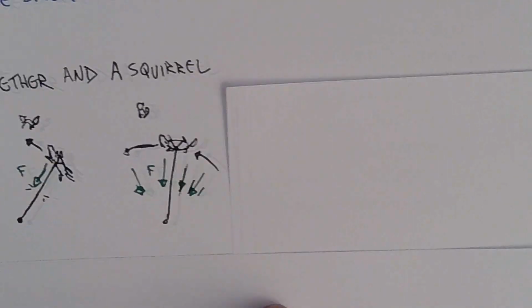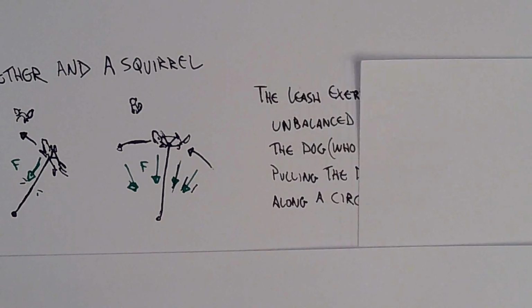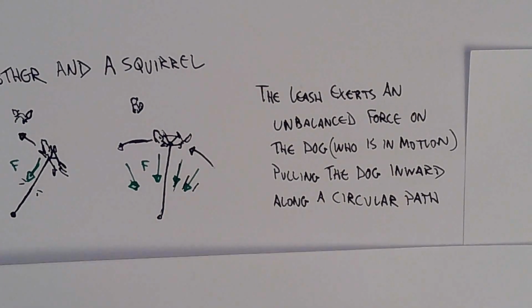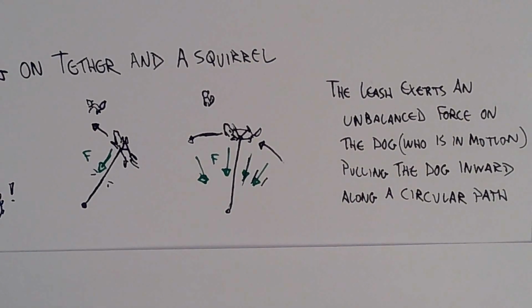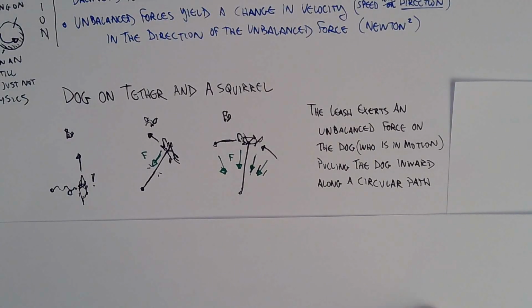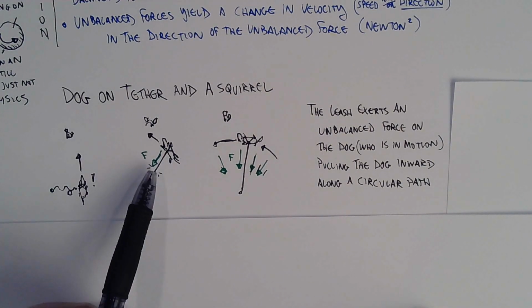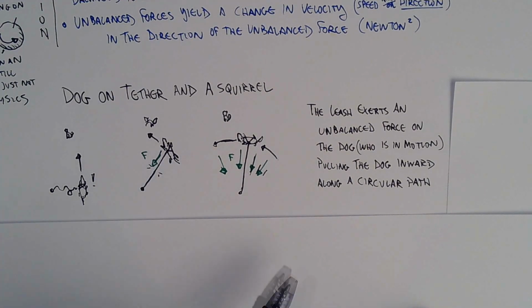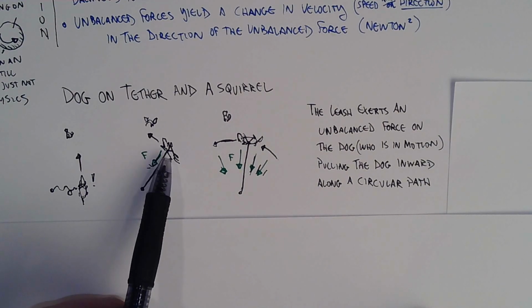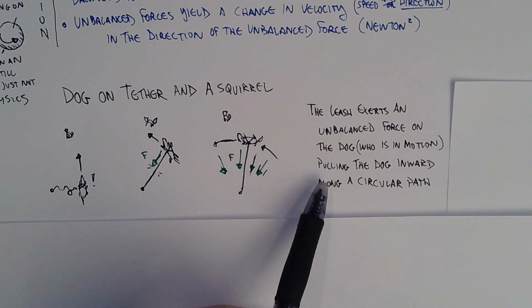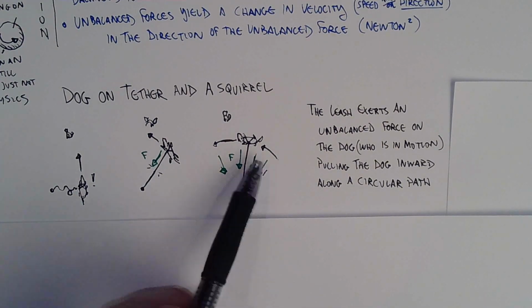Putting all that stuff together, we have a reasonably good example of objects moving in a circular path for this lesson. The leash exerts an unbalanced force. It means there's a force pulling inward, but no force pulling outward. The dog therefore accelerates in the direction of the unbalanced force. This acceleration pulls the dog inward along a circular path.